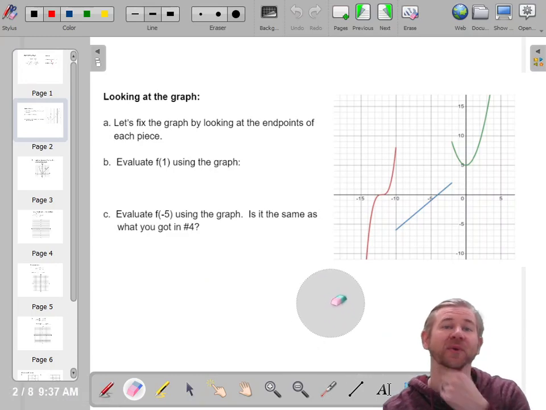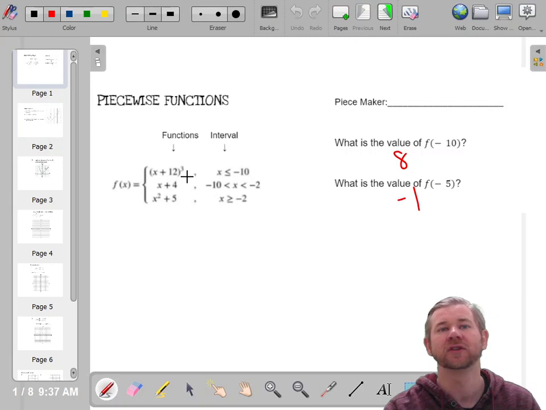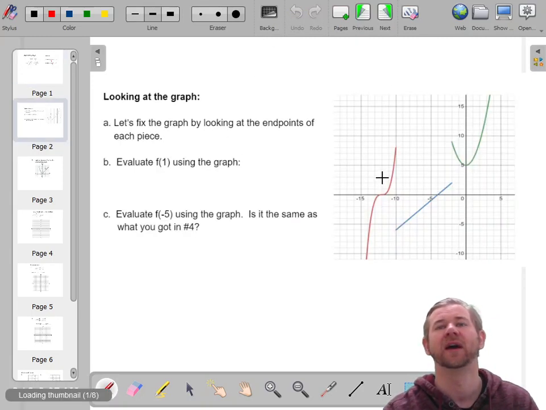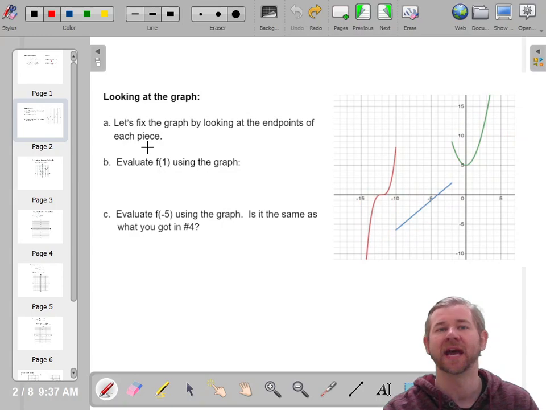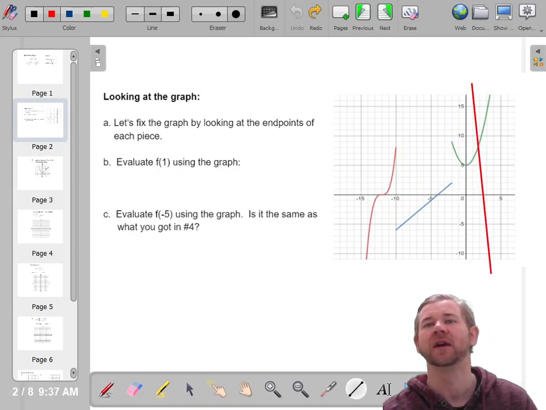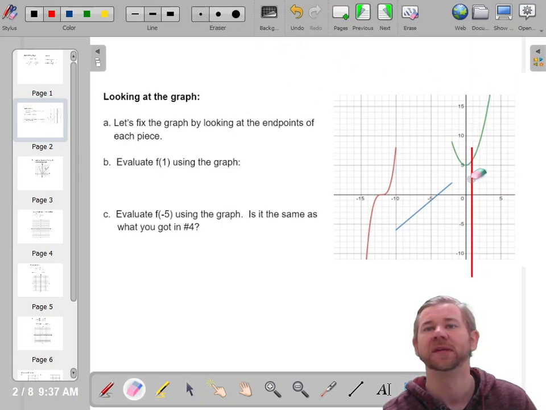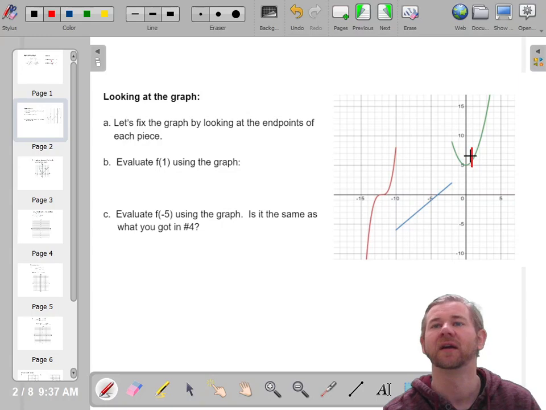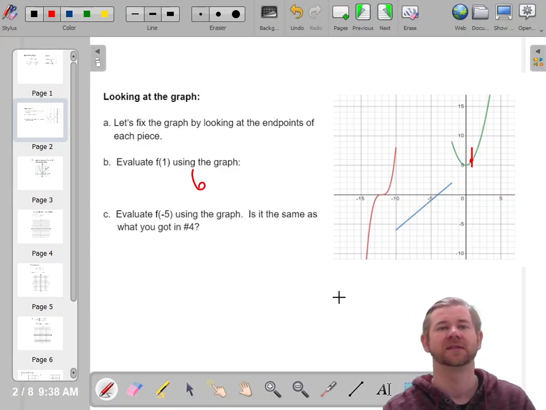Let's try and go the other way with the graph. This says evaluate f of 1 using the graph. So if you look, there's three pieces. You have a cubic, a line, and a quadratic. Here we have a cubic, here's your line, and here's a quadratic. So if I say evaluate f of 1, you need to go to where x is 1 right here, and we're trying to figure out the y value. The y value would be right there, and that would be at 6. So f of 1 is 6.